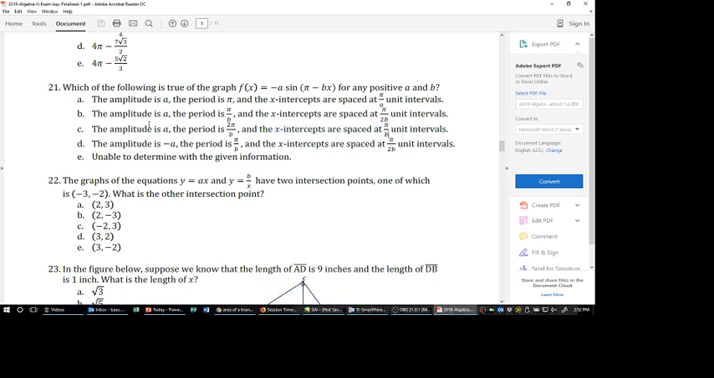So all of the parts of C are correct. The amplitude is A because it's the absolute value of that. The period is 2 pi over b because the formula for the period of sine is 2 pi over b, and in this case b is b. The original parent sine graph has an x-intercept at the origin, and it's going to have a phase shift of c over b. In this problem, that would be pi over b. So the x-intercept is going to move from the origin to instead being spaced out by pi over b units. So the answer to 21 should be C.